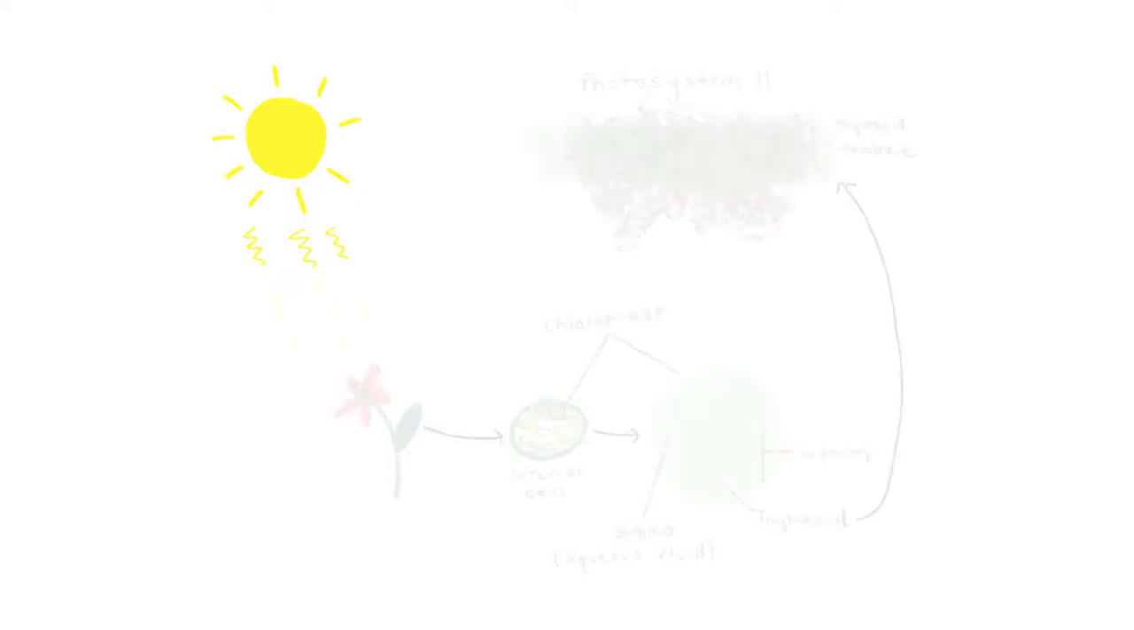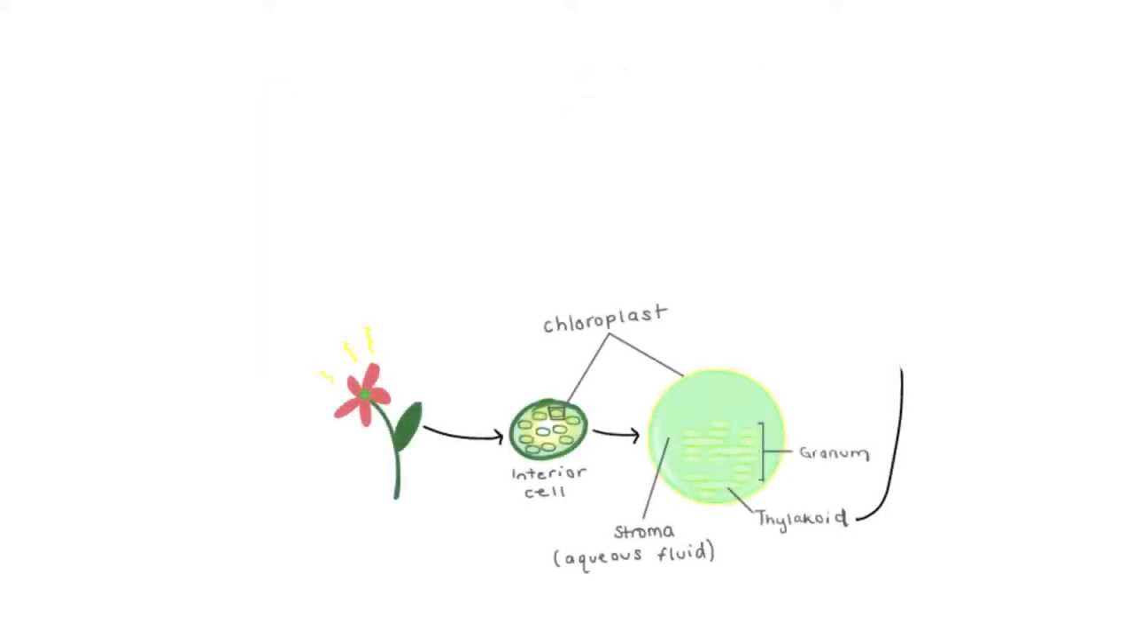This light energy is then absorbed by the plant in its chloroplast. Inside the chloroplast, there are stroma, thylakoid, and granum. The stroma is the aqueous fluid that holds the different parts together. The thylakoid contains photosystem I and II, which are key molecules to the function of the photosynthesis chain. The granum is stacks of thylakoids.